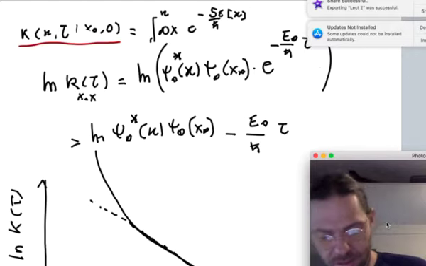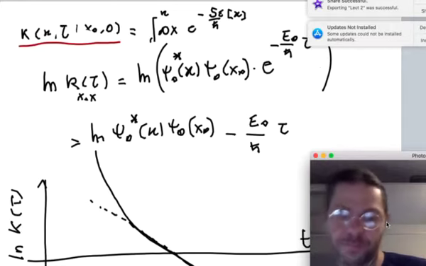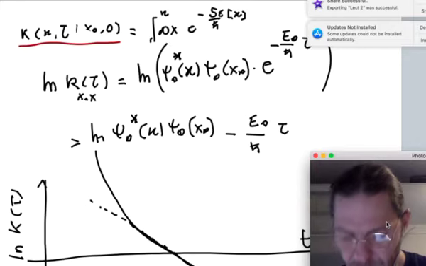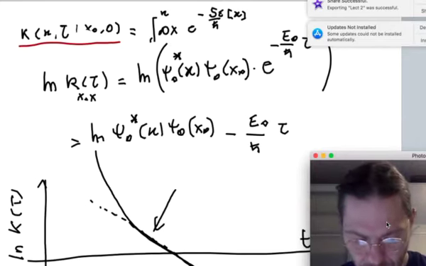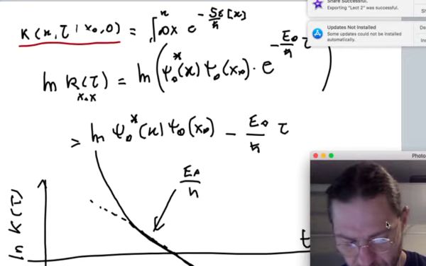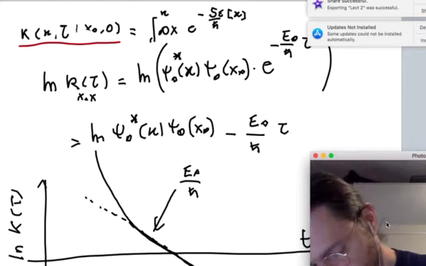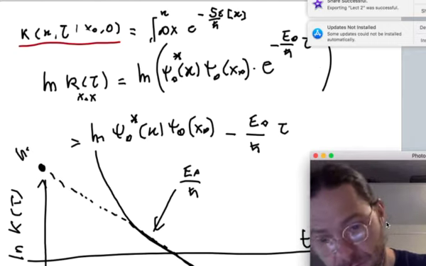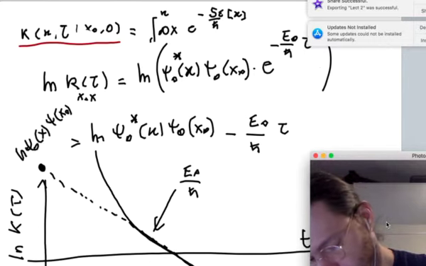I'm realizing that this horizontal line is not visible on the screen. Let me draw it. This is time, Euclidean time. So from this slope, I can actually get access to E naught in units of h bar. And the intercept provides me information about the logarithm of the wave function in 2 points.